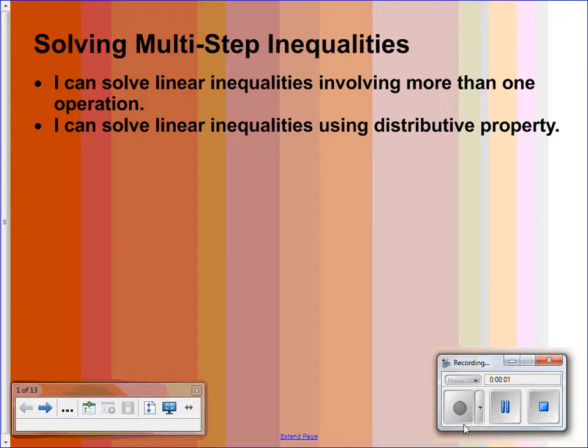In this lesson, we'll be solving multi-step inequalities. By the end of the lesson, you should be able to solve a linear inequality involving more than one operation and a linear inequality using distributive property.